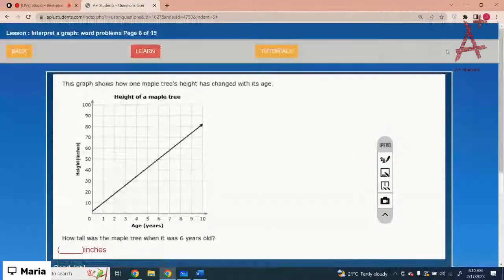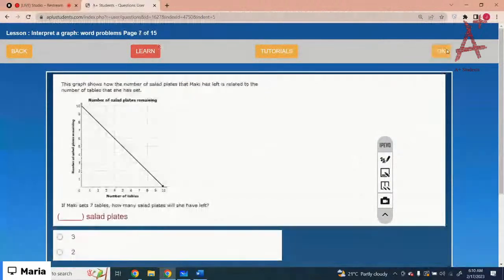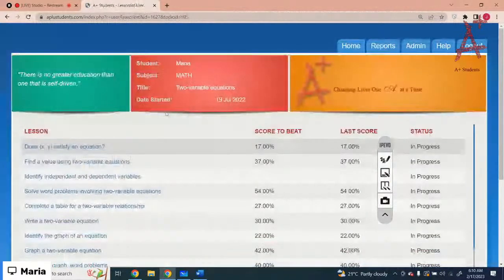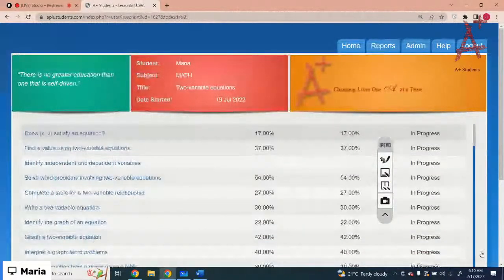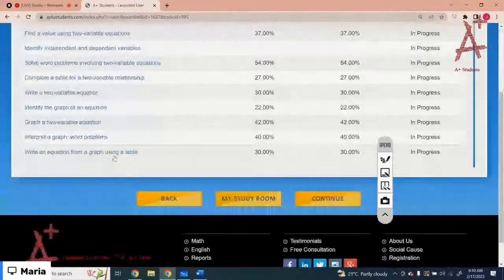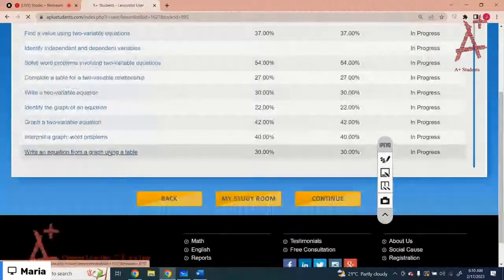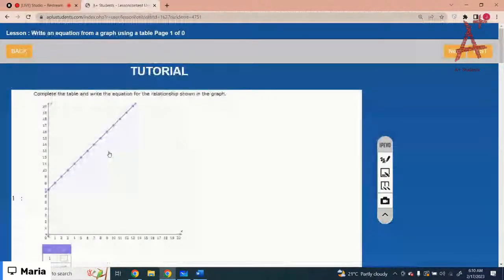Okay, you can complete the test by yourself later today. Let me just move on to the next lesson. The next lesson is write an equation from a graph using a table. Complete the table and write the equation of the relationship shown in the graph. So you have to complete the table and you have to write the equation as well.